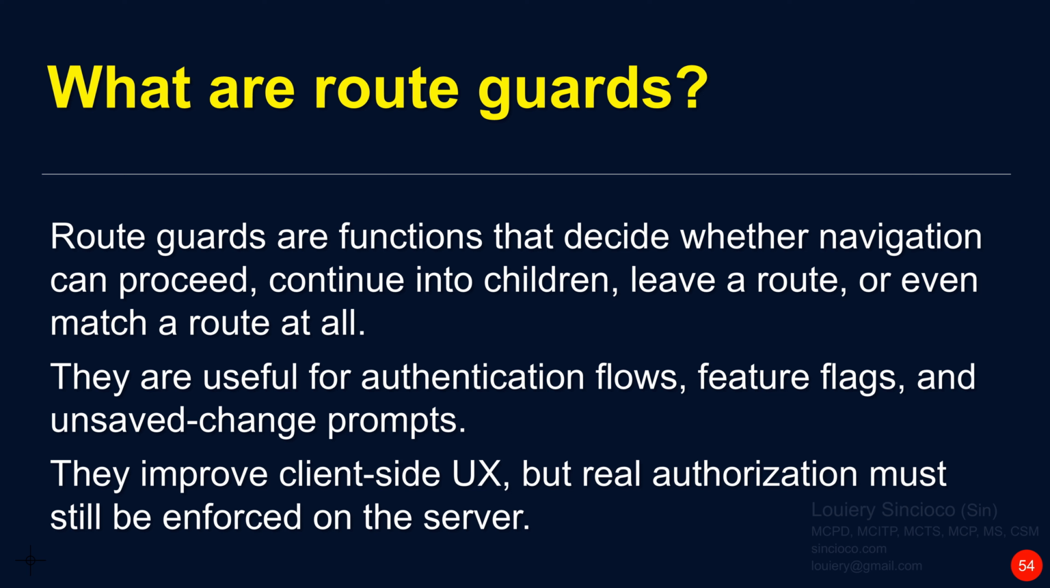What are route guards? Route guards are functions that decide whether navigation can proceed, continue into children, leave a route, or even match a route at all. They are useful for authentication flows, feature flags, and unsaved change prompts. They improve client-side UX, but real authorization must still be enforced on the server.